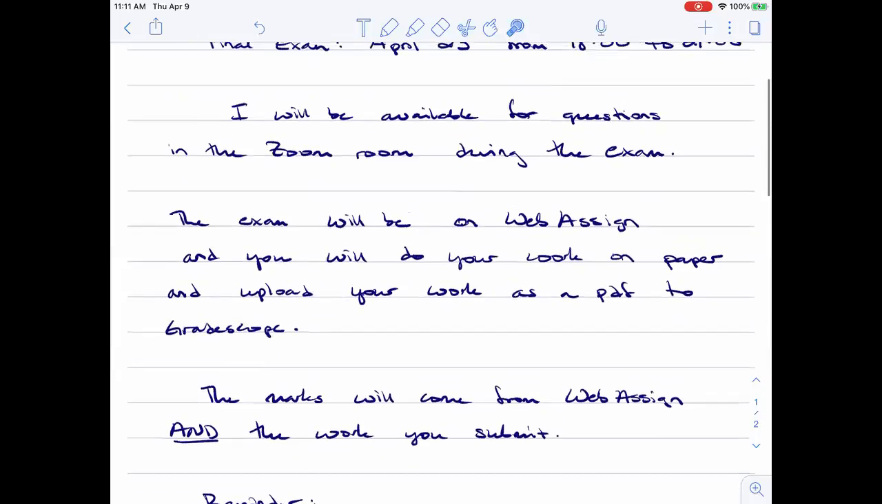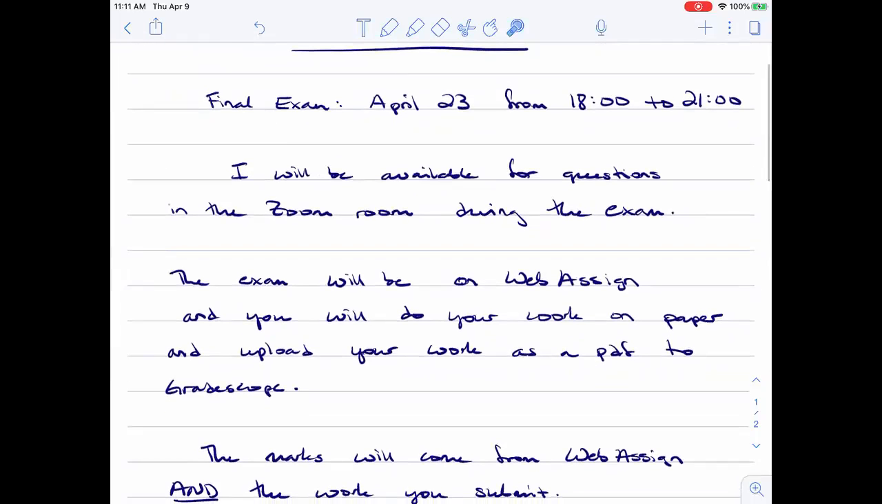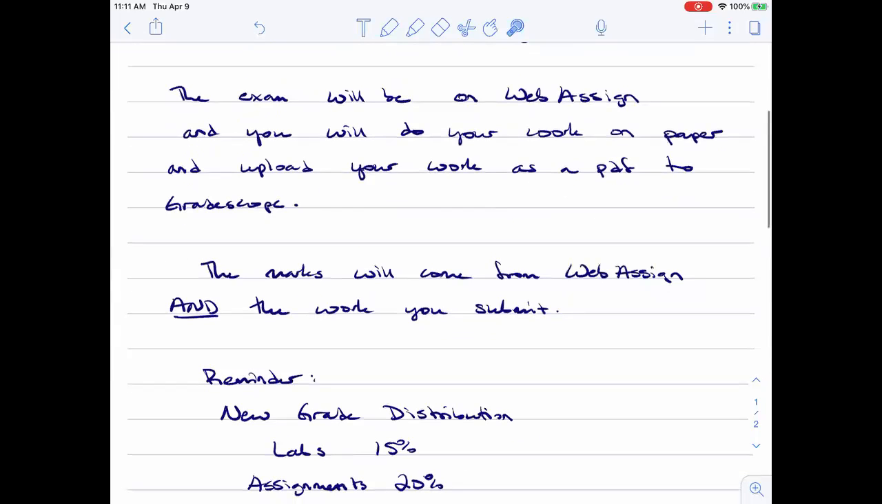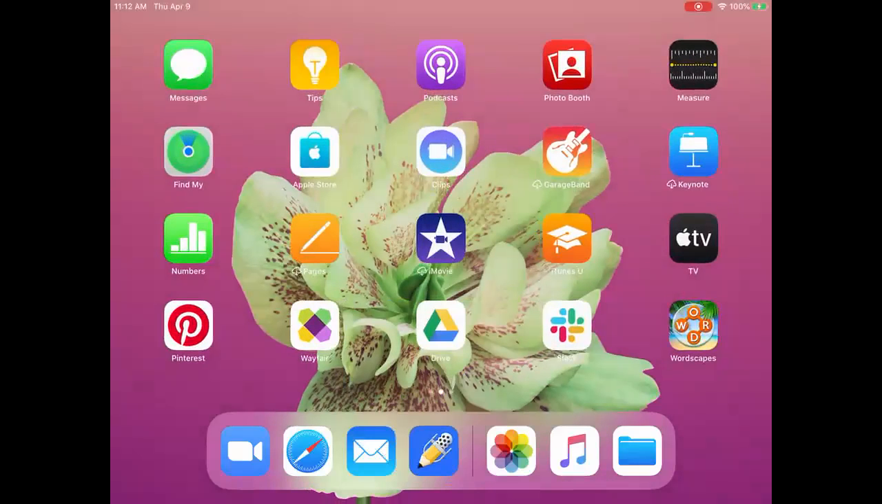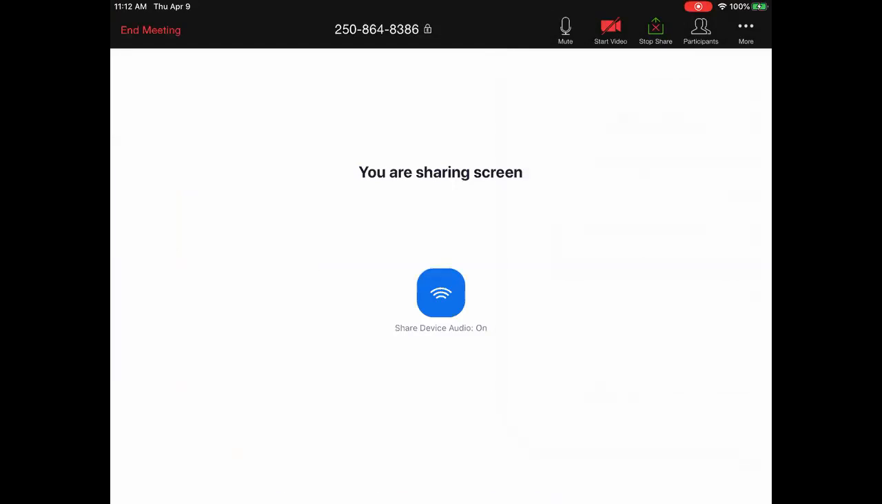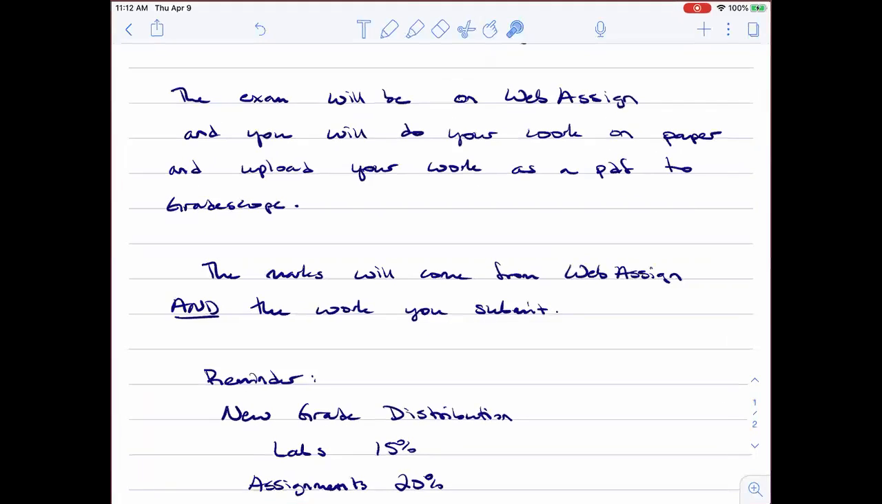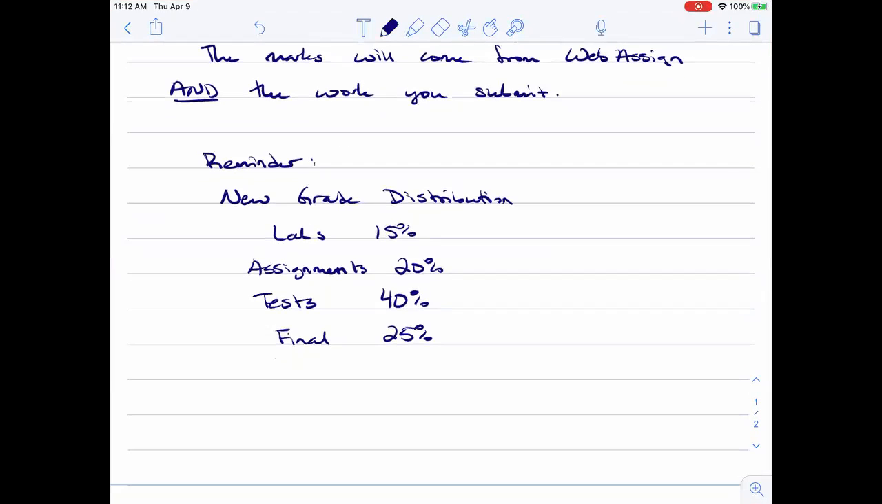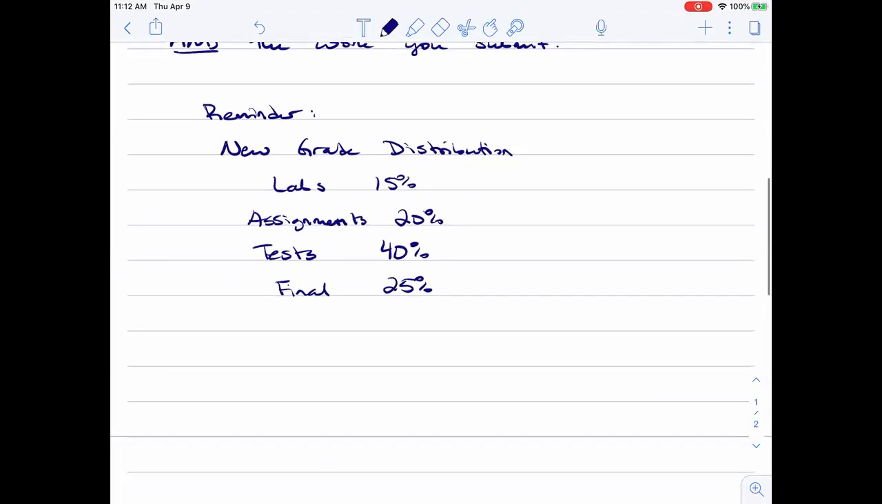So if any of this is a concern, and we already did the test kind of the same way, it might be the WebAssign aspect, then you need to get in touch with me. I'm pretty sure that you guys are all set up, but I haven't investigated who's set up on WebAssign. If you need WebAssign still, then you have to get in touch with me. It's fine, we'll get it sorted out, don't worry.